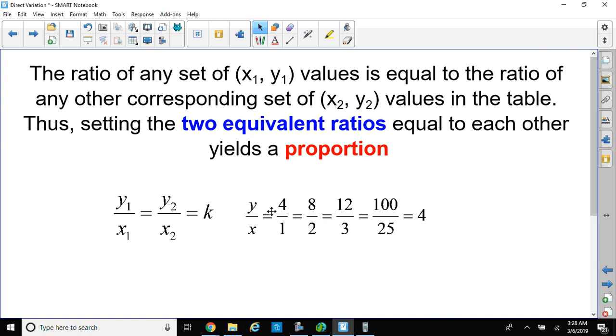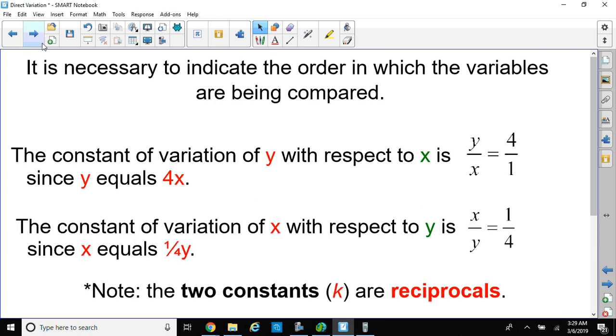If you look at what we had just a moment ago in the question, notice each question was worth 4 points. How do we get that? Well, we divide the y values over the x values, and they're all reduced down to 4. So all of these fractions are equal. That's very important to know. That formula, y over x, will give you the k. It's necessary to indicate the order in which the variables are being compared because sometimes they ask you different things.